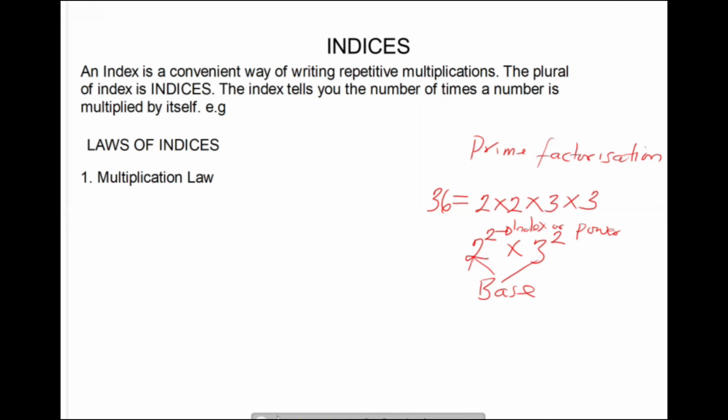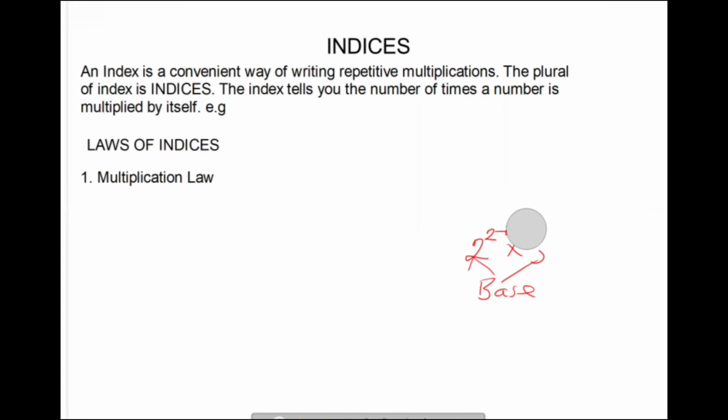Now, moving to indices proper. What do we say indices means? We say an index is a convenient way of writing a repetitive multiplication. The plural of index is indices, and that's what we want to discuss. So index tells you the number of times a number is multiplied by itself.